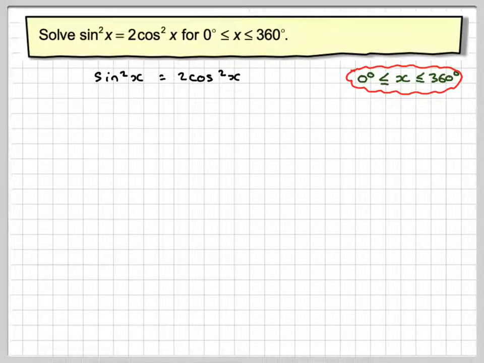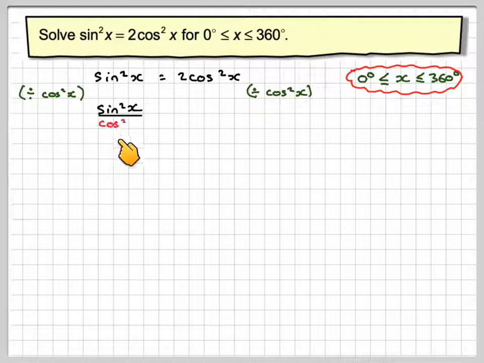rather than trying to replace this with either 1 minus cos squared x, what we do is we divide both sides by cos squared x. This is a sort of tactic. So that now becomes, this side will become sine squared divided by cos squared, and this side will just become 2, because you're going to have cos squared divided by cos squared, which is 1.